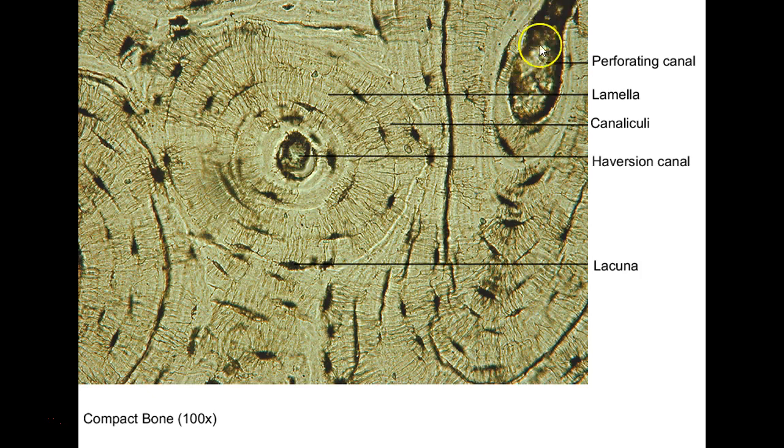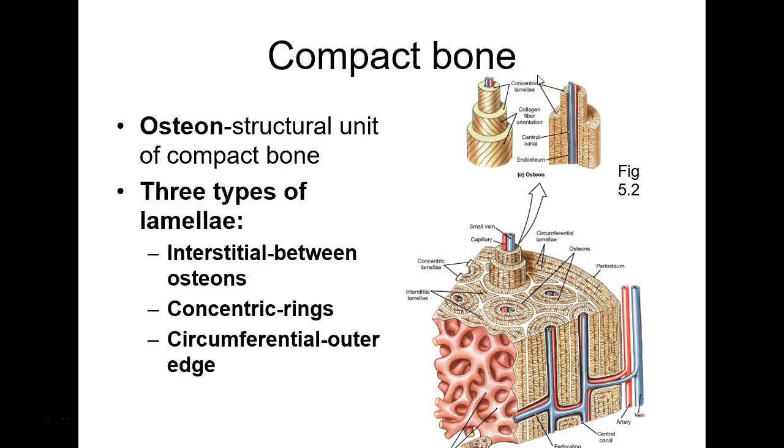See this canal? This is called a perforating canal. So if you look here, you see here's blood vessels outside of the bone, and then they're cutting through here, transversely across here.